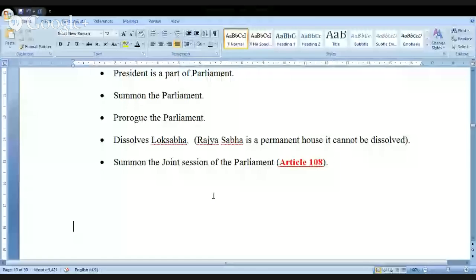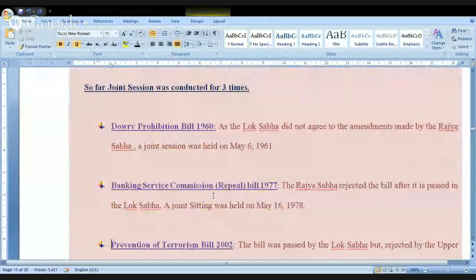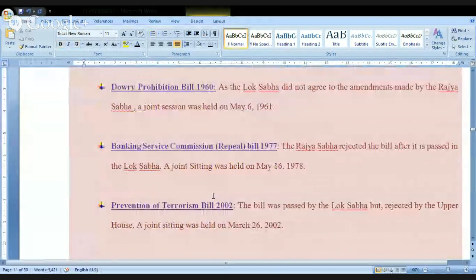Have a look at here. Look at this. So far, joint sessions were conducted 3 times. Look at this. 1, 2, 3. When it comes to the Dowry Prohibition Bill of 1960, the Lok Sabha did not agree to the amendments made by the Rajya Sabha. A joint session was held on May 6, 1961. Meaning there was a disagreement between Lok Sabha and Rajya Sabha with respect to the Dowry Prohibition Bill. And for the first time that was held on May 6, 1961, the joint session, and the bill was passed in the joint session.